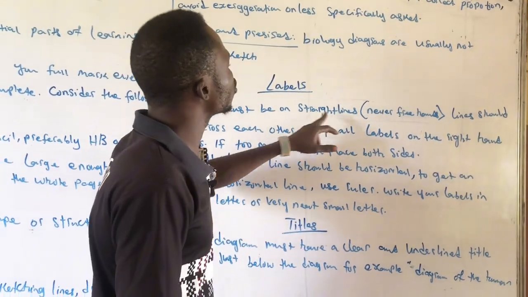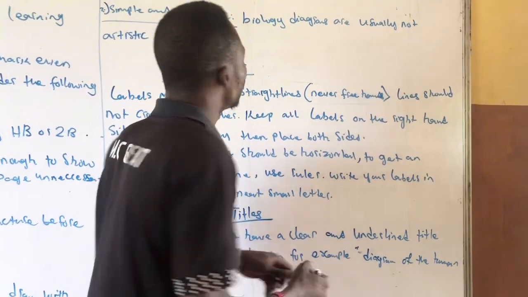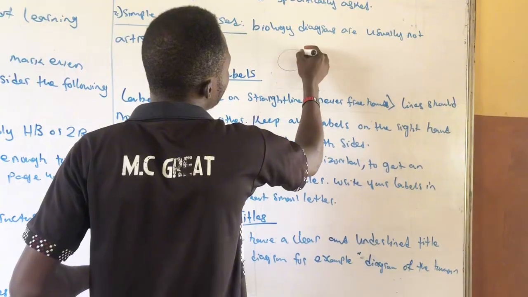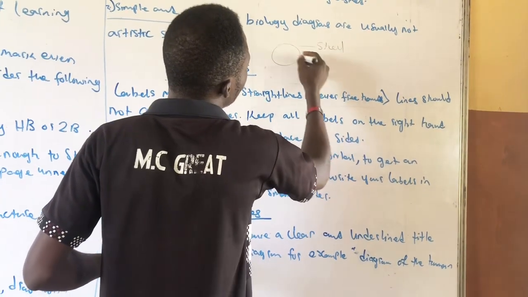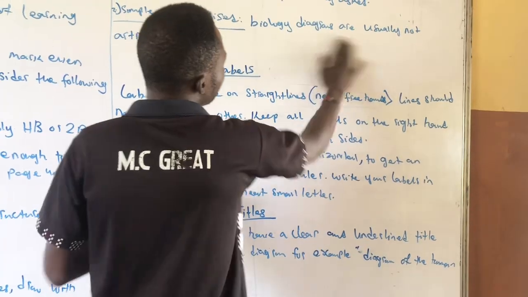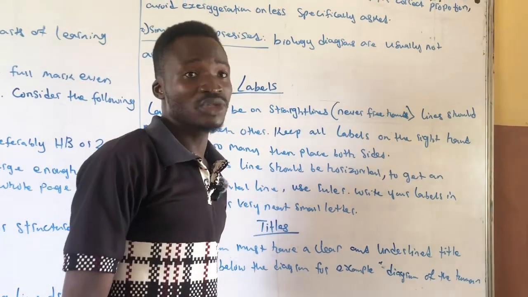Labels must be on a straight line. Now look at this in brackets: never freehand. Don't use a free hand to label. For instance, I've drawn an egg, then the shell. I write shell. Yolk. Don't use an ordinary hand. That's what they're saying. Have a good ruler, place it there, and rule. Did you get that now?